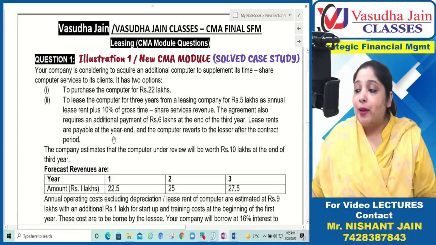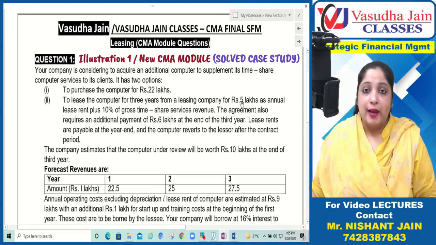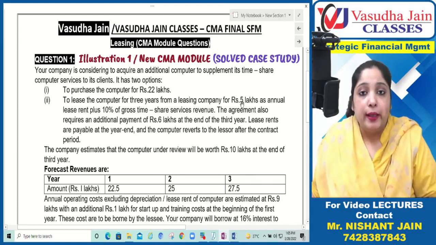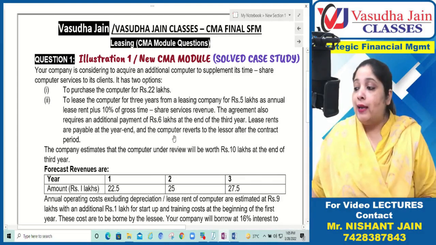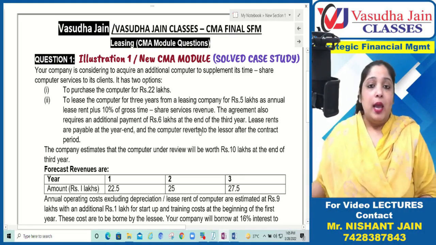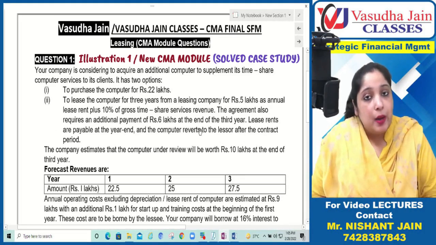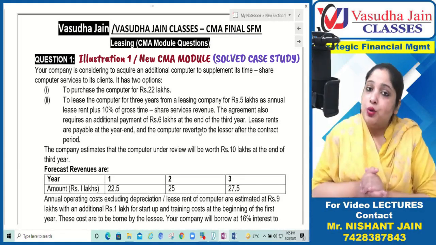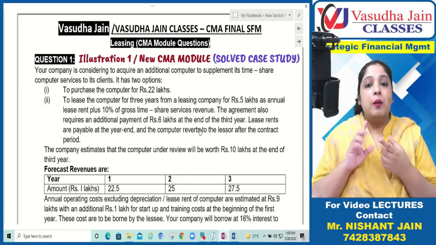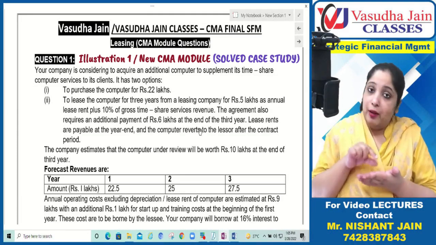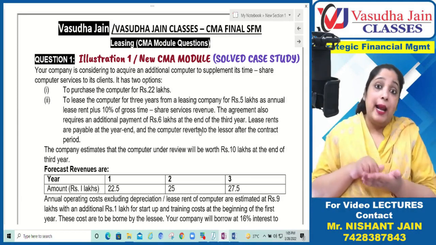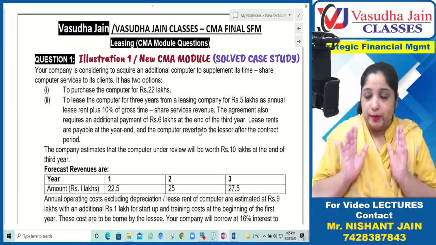Lease rents are payable at the year end, that is, the lease rent of 5 lakh rupees is to be paid at the end of the year. And the computer reverts to the lessor after the contract period. The computer will go back to the lessor after the contract is over. So for 3 years you can use the computer, and basically the outflow will be the lease rental of 5 lakh, then the revenue sharing of 10%, and at the end of the third year, 6 lakh rupees is to be paid.